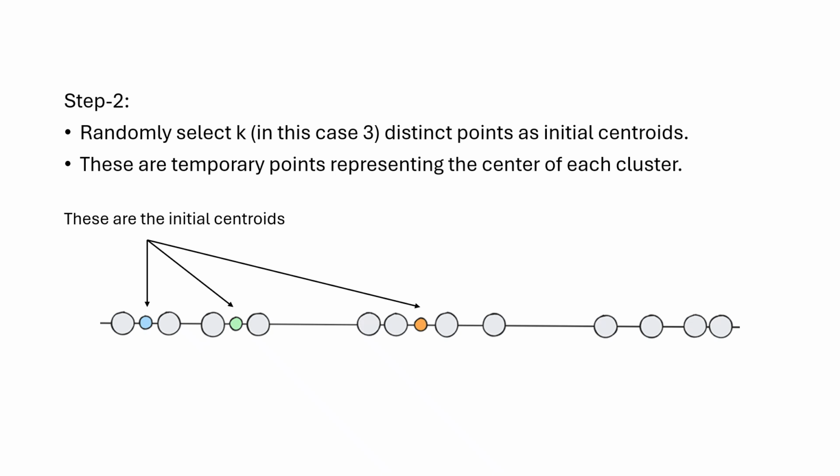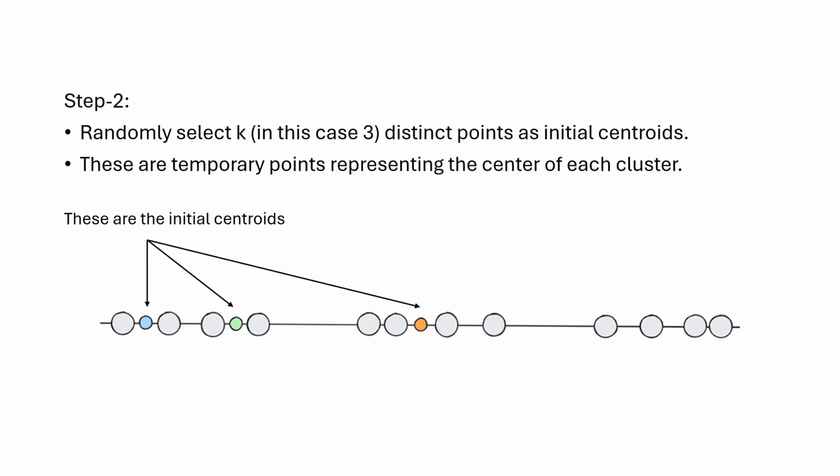Moving on to step 2, initialization of centroids. Once we have selected our value of K, which is 3 in our example, the algorithm proceeds to randomly select K distinct data points from the dataset. These selected points are called initial centroids. A centroid is essentially a temporary point representing the center of a potential cluster.